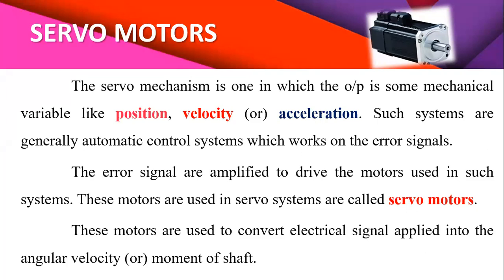Right. Velocity is a measurement of an object moving in a linear direction. When an object is rotating in a circular motion, we say it is angular velocity. Here the rotor shaft of the motor is rotating in circular motion, right? That's why we call it angular velocity. So this is the function of the servo mechanism and servo motors.